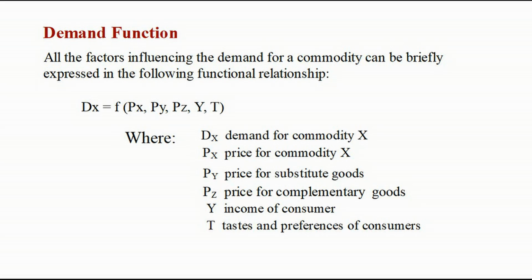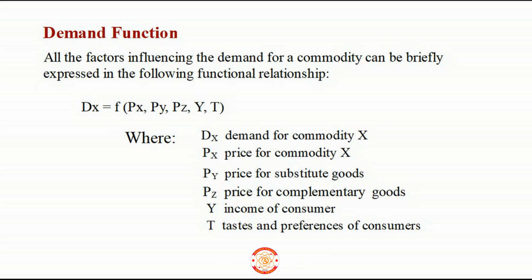Demand function. All the factors influencing the demand for a commodity can be briefly expressed in the following functional relationship. Dx represents demand for commodity X. Demand for commodity X is influenced by the price of the commodity itself, the price of substitute goods. We'll discuss this later on. Substitute commodities' prices can also affect the amount of demand that we are going to purchase.